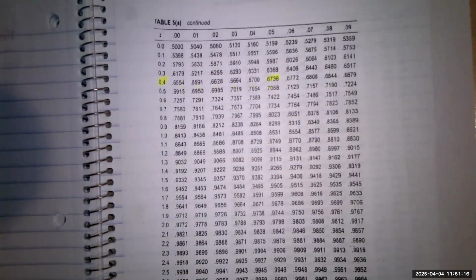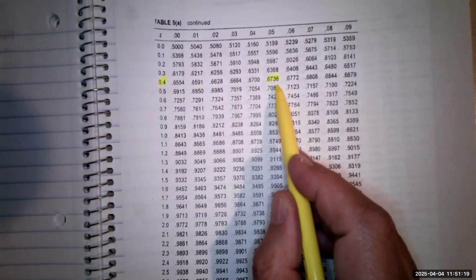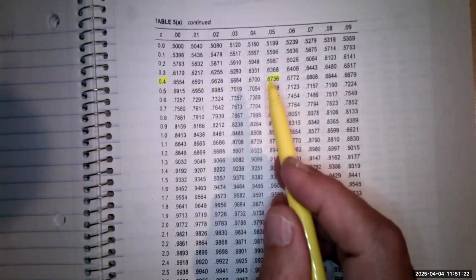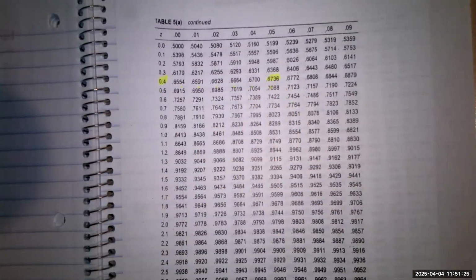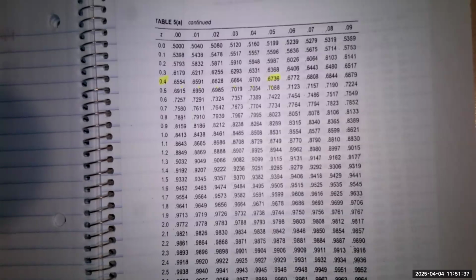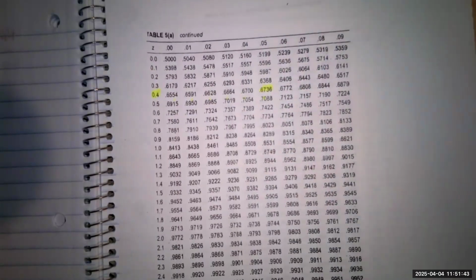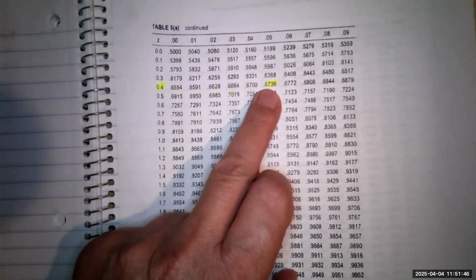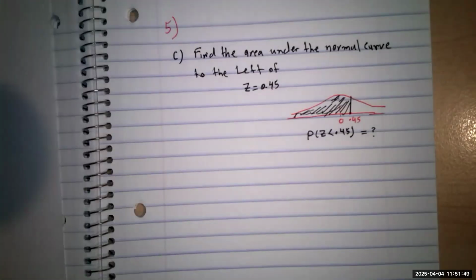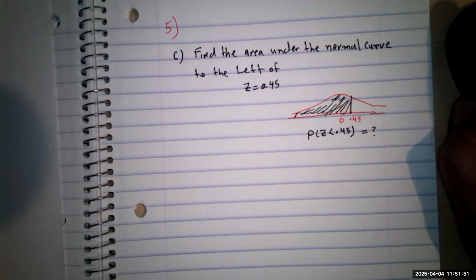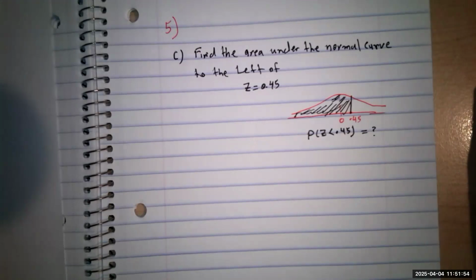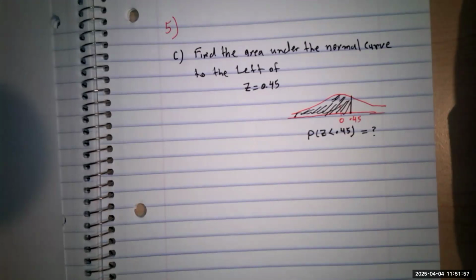So the area to the left of Z equal to 0.45 is 0.6736, which is going to be 67%. That gives you the area to the left, 0.6736. When it's the area to the left, it's exactly the same number over here. So I make a note of this, and then we come back and do the rest.